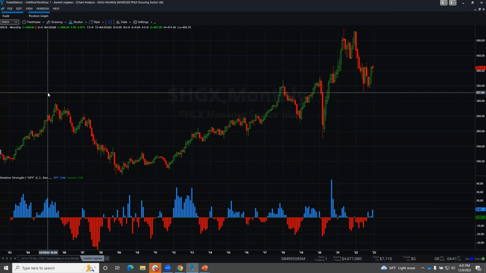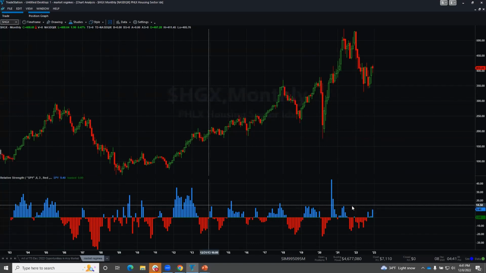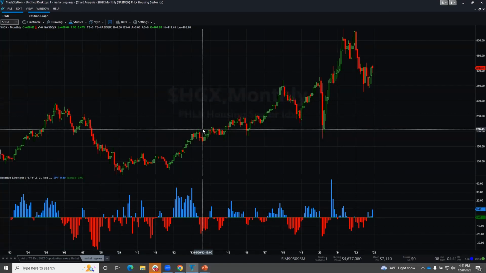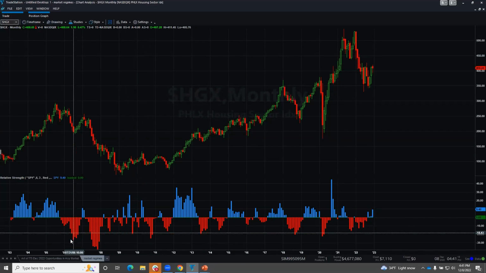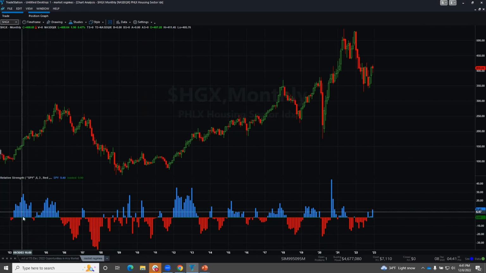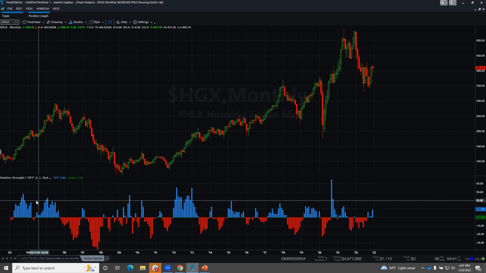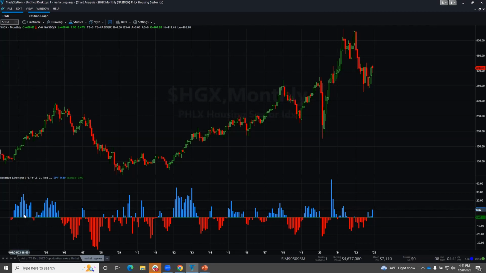Now, this is a monthly chart, and this is using relative strength. This is similar to what you have on your chart. I just wanted to quickly show this. This is the $HGX, which is the Philadelphia Housing Sector Index. What's very interesting is, look during 2003 and 2004, this was long before the housing bubble broke.